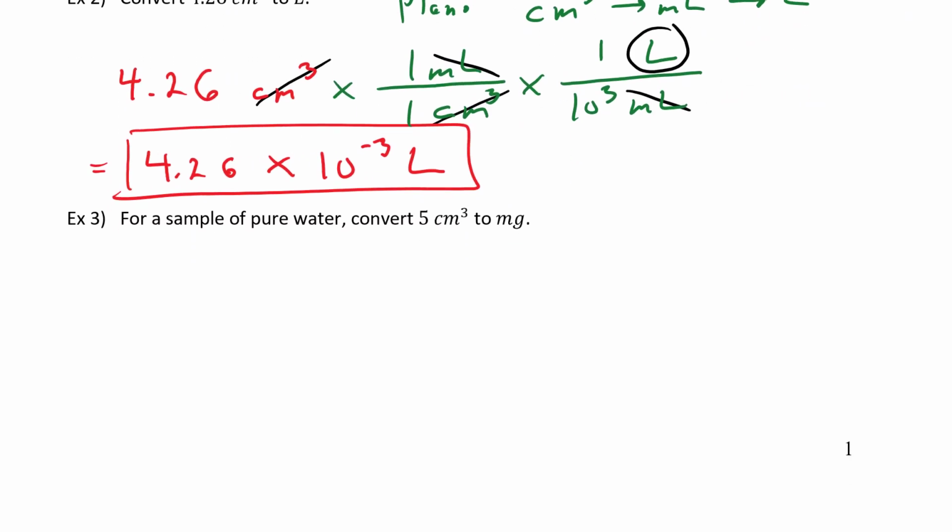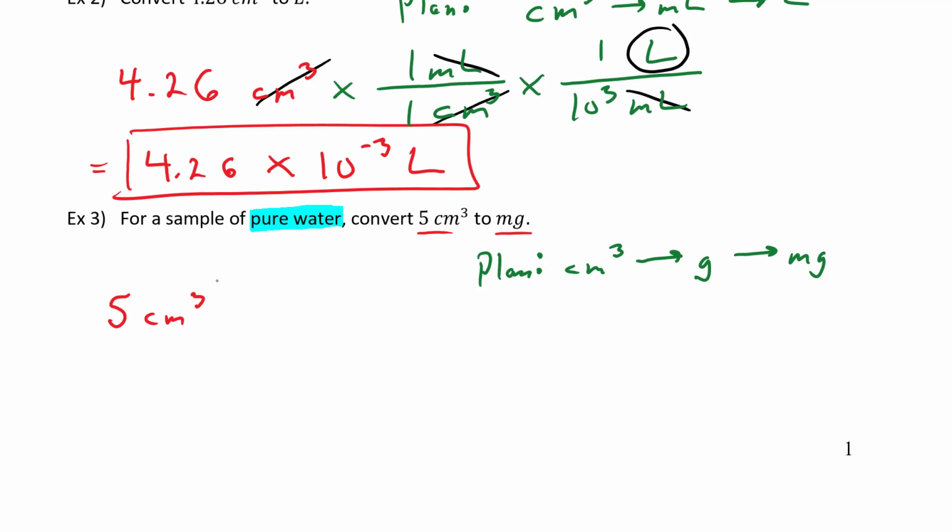Let's now look at example 3. For a sample of pure water, that is a very important wording in there, convert 5 centimeters cubed to milligrams. So 5 centimeters cubed. What's my plan? I'm starting at centimeters cubed. I want to go to milligrams. I know for pure water, 1 centimeter cubed is 1 gram. After I'm in grams, then I can go to milligrams.